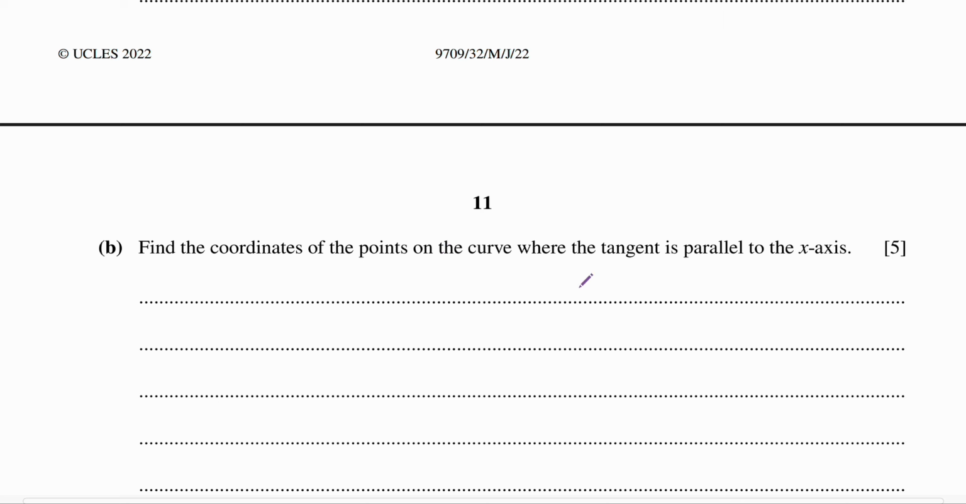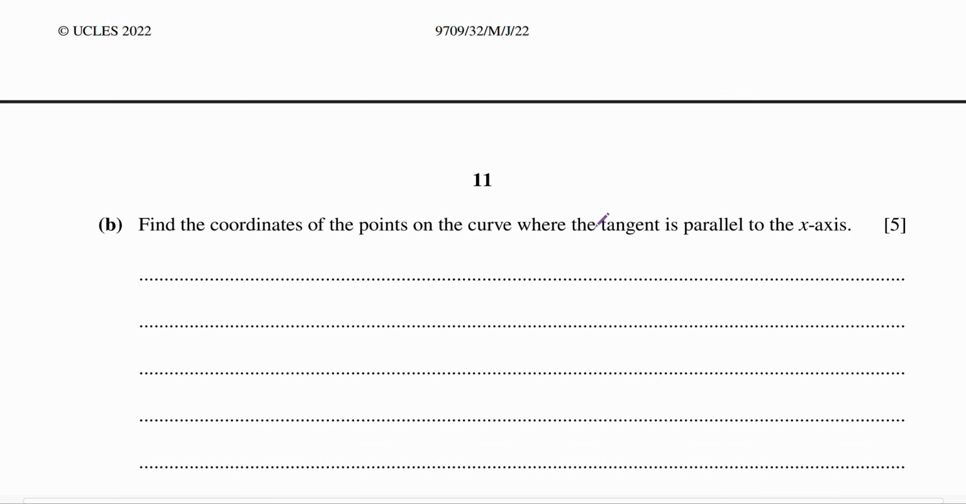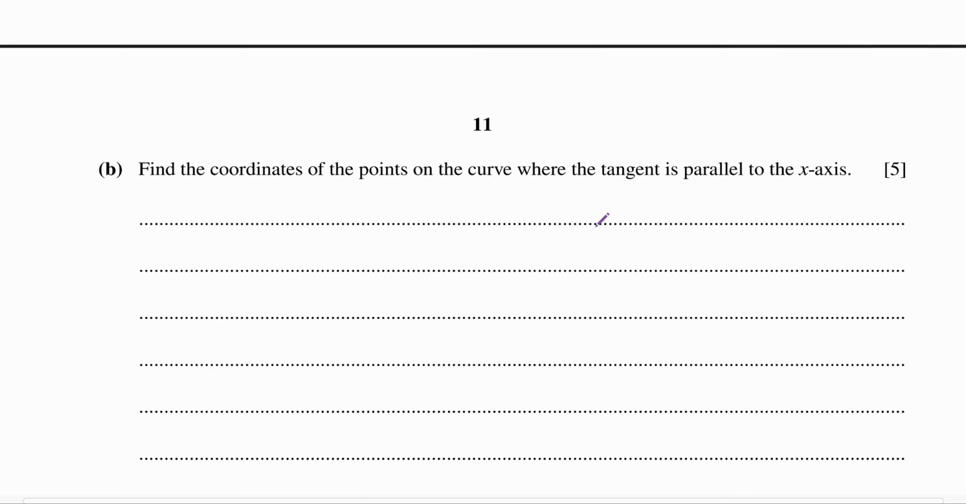Find the coordinates of the points on the curve where the tangent is parallel to the x-axis. So what does that mean? So the tangent is, as I said, dy by dx gives you the gradient, right? And if it's parallel to the x-axis, what does that mean? Let's say you had this right here. There's the x-axis, and this is the y-axis, as usual. If it's parallel to the x-axis, that means it looks like this. Whatever the curve is, let's say it's like that. Parallel to the x-axis means it looks something like that. The tangent is just a horizontal line.